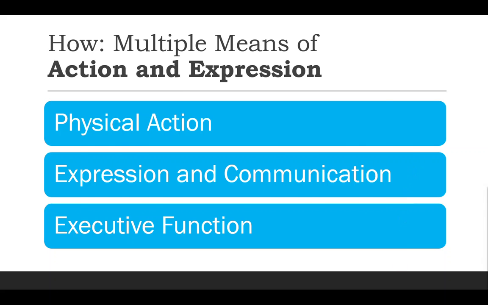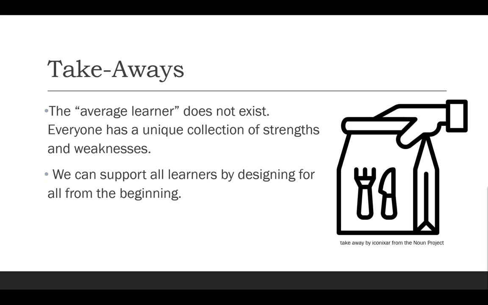Okay, so key takeaways from Universal Design for Learning. First, the average learner does not exist. Everyone has different strengths and weaknesses, and we can support all learners by designing for everyone from the beginning.